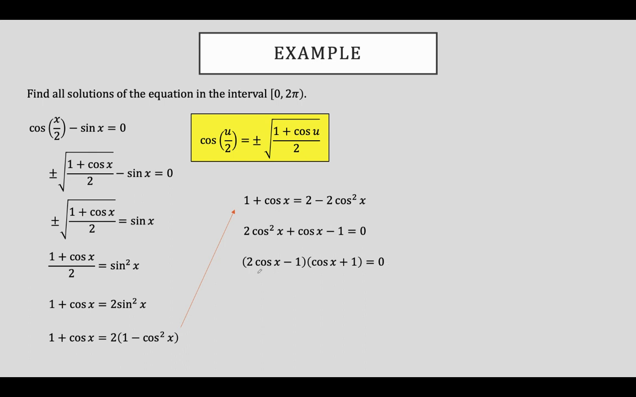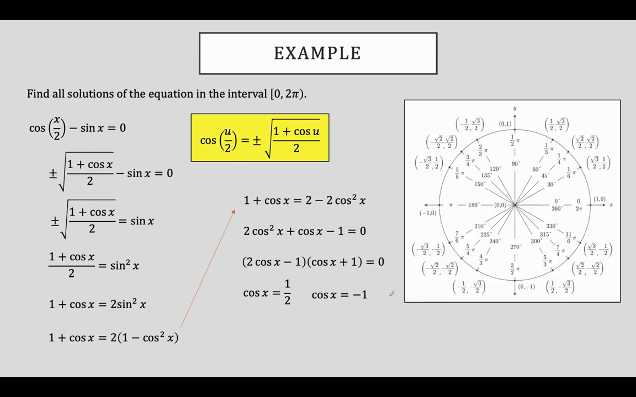And now we can use the zero product property and set each factor equal to 0 and isolate the trig function. Doing so gives us cosine of x is equal to 1/2, and cosine of x is equal to -1. Now that we have our trig functions isolated, we can go to our unit circle to determine our solutions.